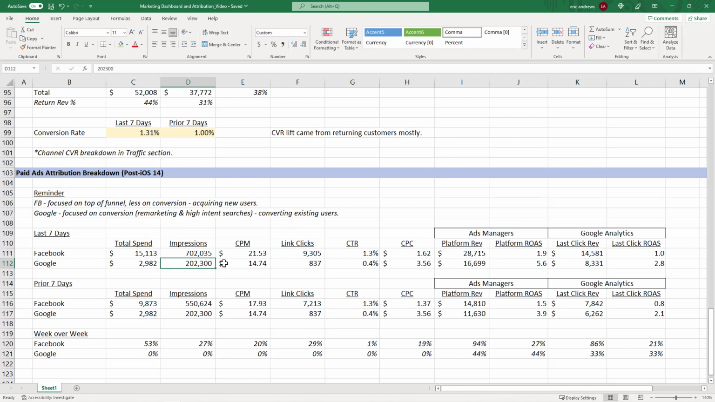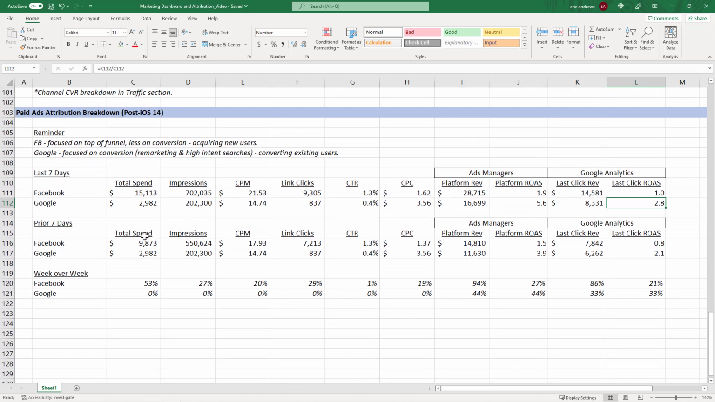So with Google, you have basically all the same metrics, although with Google, you're focused more on remarketing. So you should see a much higher amount of revenue because you're targeting people who are already interested in the brand. And so total spend $3,000, CPM $14, cost per click $4, and then revenue out of Google's platform would maybe be a 5.6, and then last click revenue we're saying is a 2.8 ROAS.